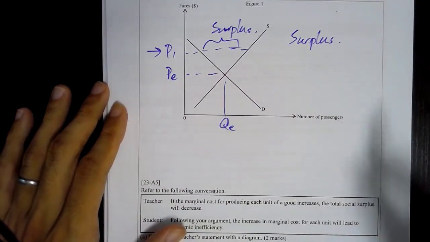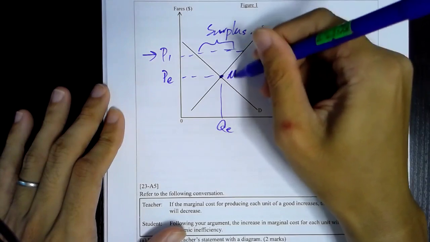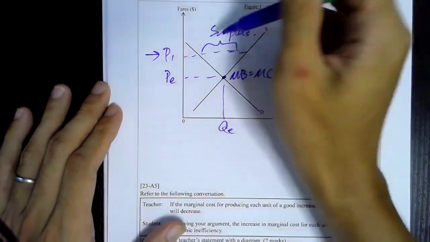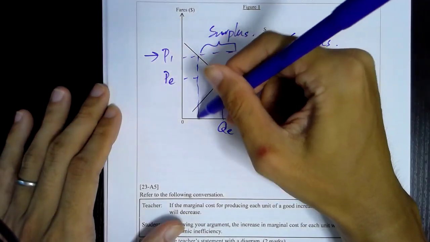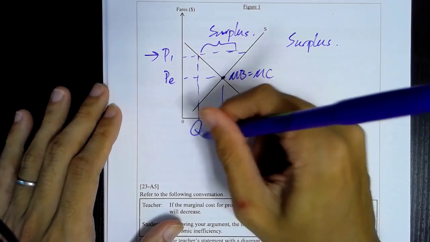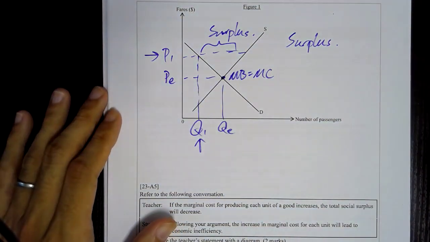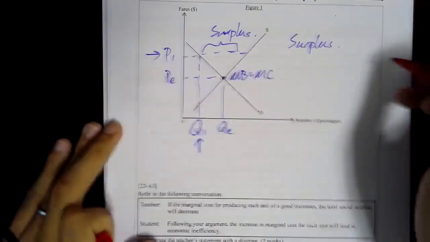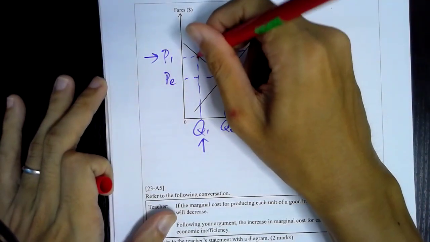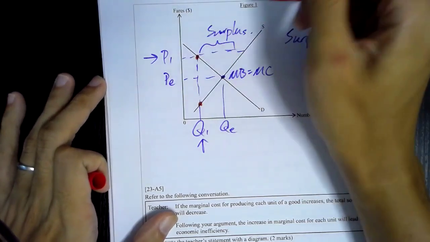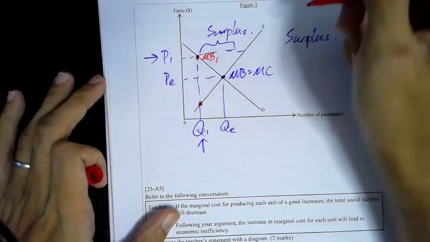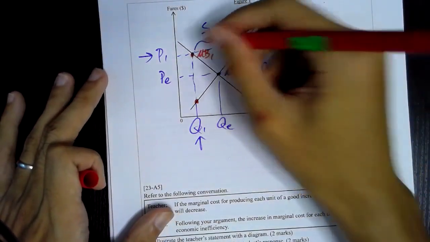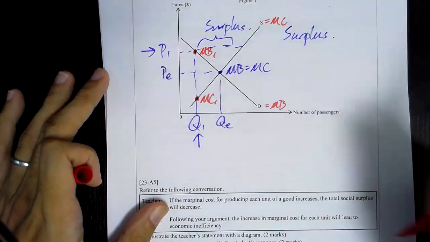The issue is we see MB equals to MC right here. This point is MB equals to MC. With the surplus, it means that here, this is the actual quantity. What does that mean? It is actually underproduction, not overproduction. This is an underproduction. Do you see at Q1? MB1 is here. This is MB, by the way. This is MC. MB1 is right here, while MC is right here.